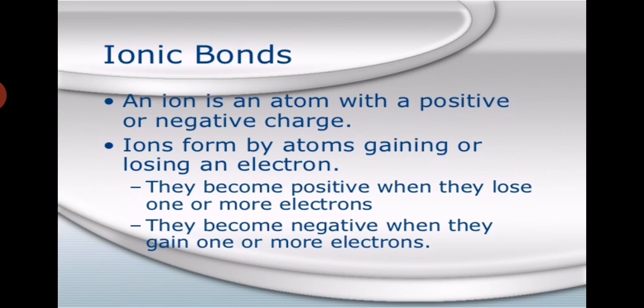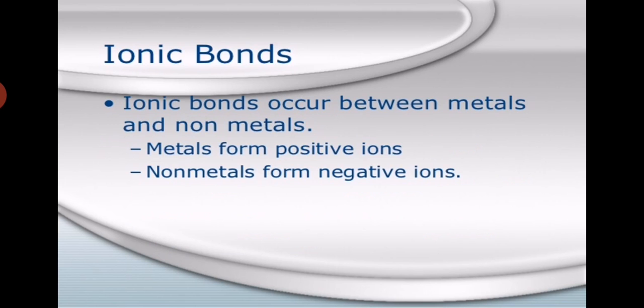We call this, as we discussed in our Zoom class, electropositivity. They become negative when they gain one or more electrons, which we call electronegativity. Then these ionic bonds occur between metals and non-metals. The metals form positive ions and the non-metals form negative ions.